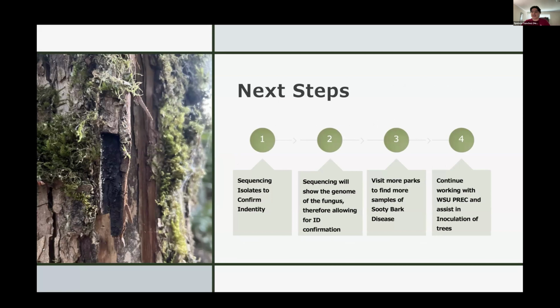Another thing is visiting more parks to find more samples of Sooty Bark Disease and hopefully add to the current data, as well as continuing to work with Washington State's Puyallup Extension Center, working with Mary Ann, who's awesome. She works down at the Puyallup Washington University Extension Center, and she's invited me to help with the inoculation of these trees and to discover more about how this disease affects the trees in their beginning stages.